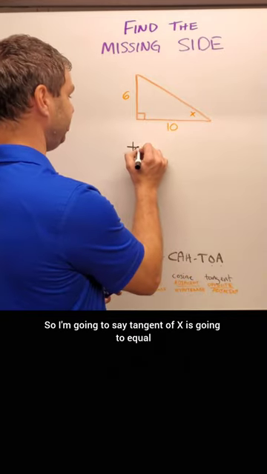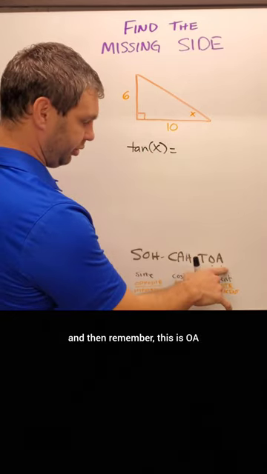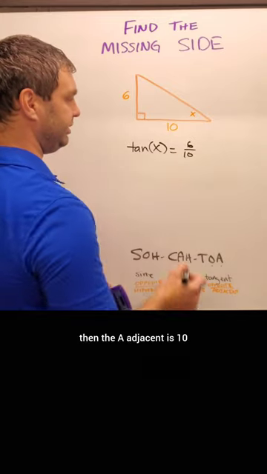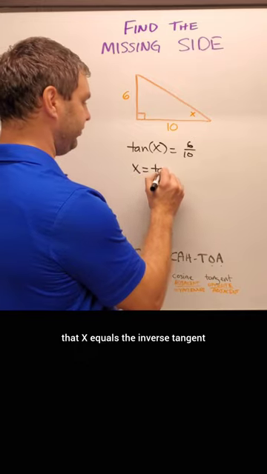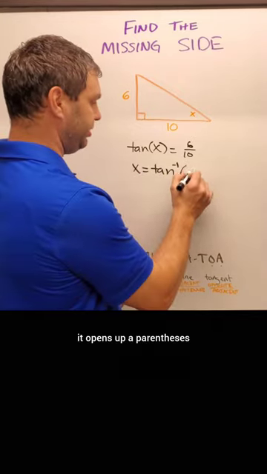So I'm going to say tangent of X is going to equal, and remember this is OA, so O first, opposite is 6, then the A, adjacent is 10. And what I can do with this is say that X equals the inverse tangent. It has a little negative one up there. And what that does in your calculator, it opens up a parenthesis.